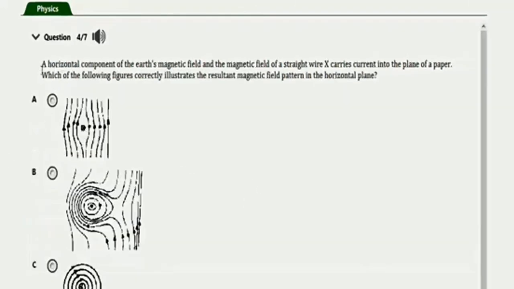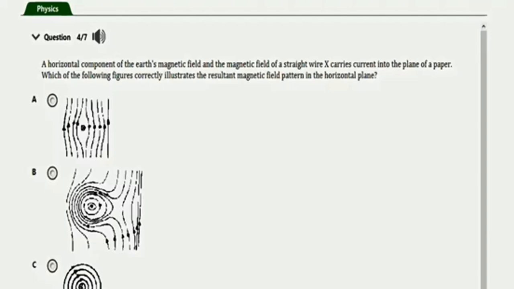Alright, so the next question will be this one. It says, a horizontal component of the Earth's magnetic field and the magnetic field of a straight wire X carries current into the plane of a paper. Which of the following figures correctly illustrates the resultant magnetic field pattern in the horizontal plane? So this is figure A, figure B, figure C, and figure D. So the right figure that illustrates what the question is talking about is this figure B. Okay, so that's the right one. Take note of it in case it gets repeated again.